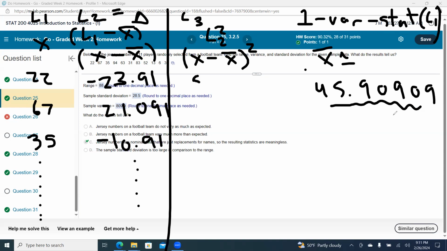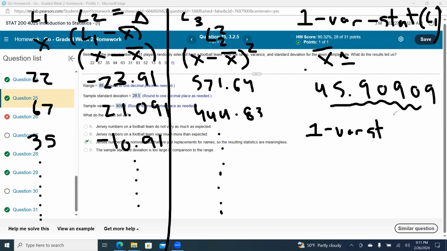But I'm getting numbers like 571.64, 444.83. We get all of that all the way down there. So then if we do one var stat L3, we get the sum of this symbol, the sum of all x minus x barred squared. If we sum L3.